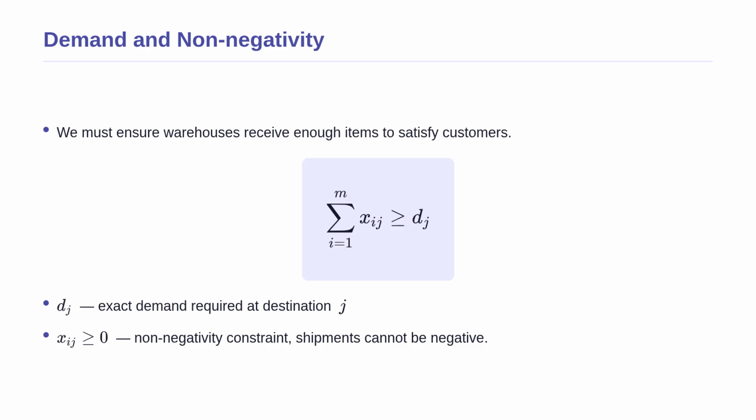Additionally, we apply a non-negativity constraint, meaning Xij must be greater than or equal to 0. In the real world, you cannot ship a negative number of items. If a route is too expensive, the math will simply set the shipment quantity to 0.